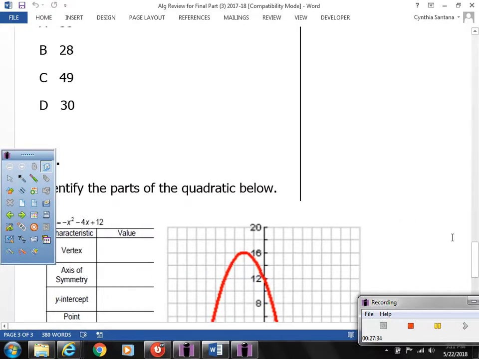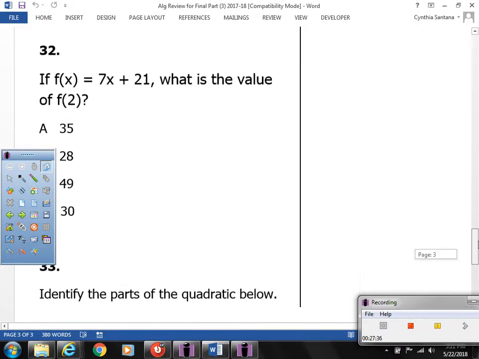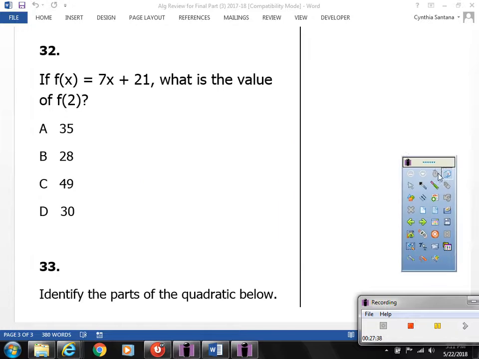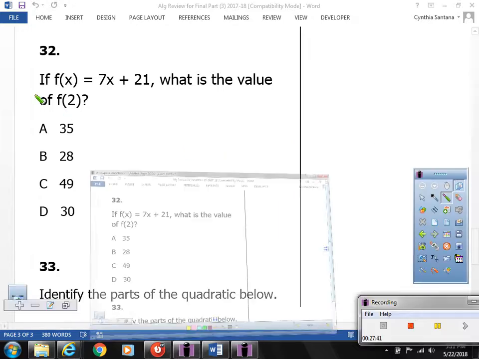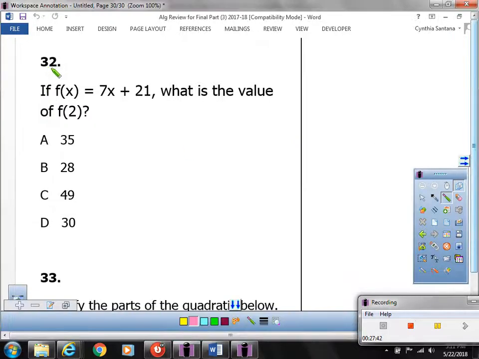You guys have learned a lot this year. Final exam is just going to prove how well you've learned it. So let's look at number 32. It says, if f of x equals 7x plus 21, what is the value of f of 2?